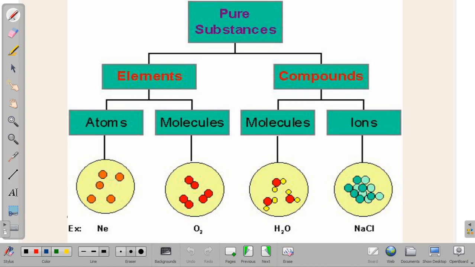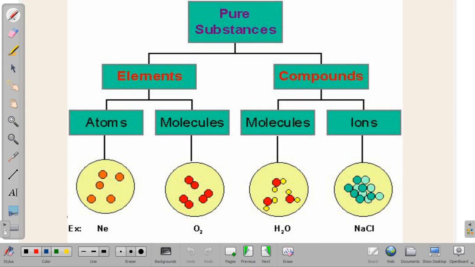This picture does a pretty good job of explaining why I'm not going to do semantics on when it is a compound and when it is a molecule. Because all compounds are molecules, but not all molecules are compounds. It depends upon what it is specifically. So I'm going to work from left to right.